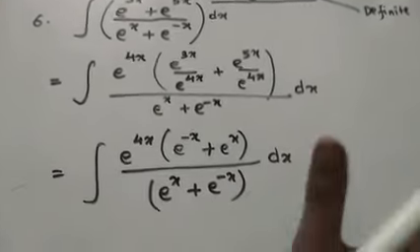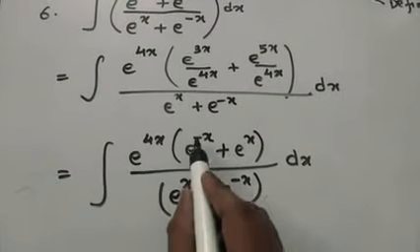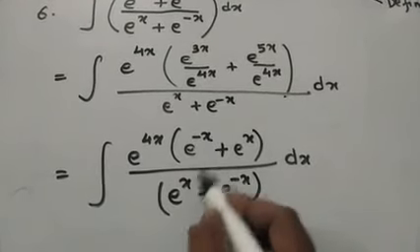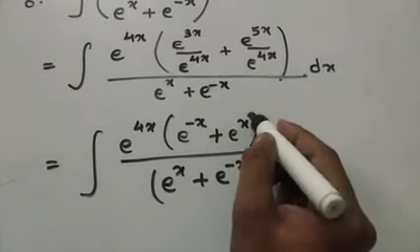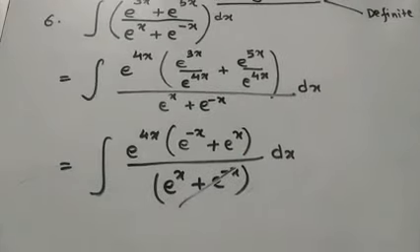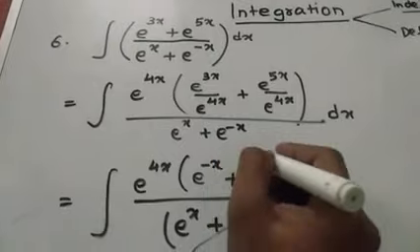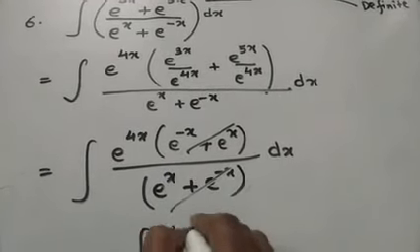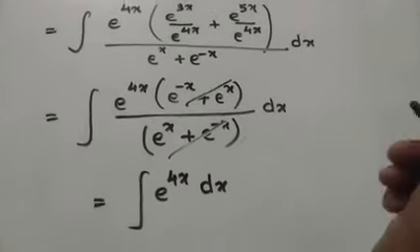Can you see some common terms here? e to the power minus x plus e to the power x, e to the power x plus e to the power minus x. These two are same, so we can cancel. So after cancelling we will get here integration of e to the power 4x dx.